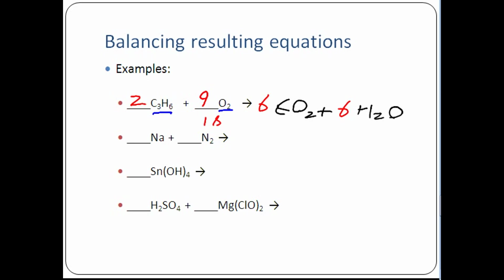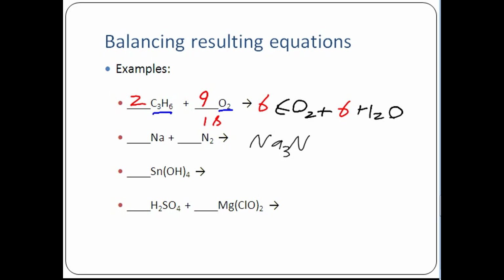Let's take a look at the next one. Na plus N2. Element plus element. Whenever you see element plus element, you think synthesis. And so with a synthesis reaction, we're simply combining these two. And so we have Na and N that are going together. Na, sodium, has a valence of +1. Nitrogen here is an anion, and when it's an anion, it has a valence of -3. And so this has to be Na3N to work this out.